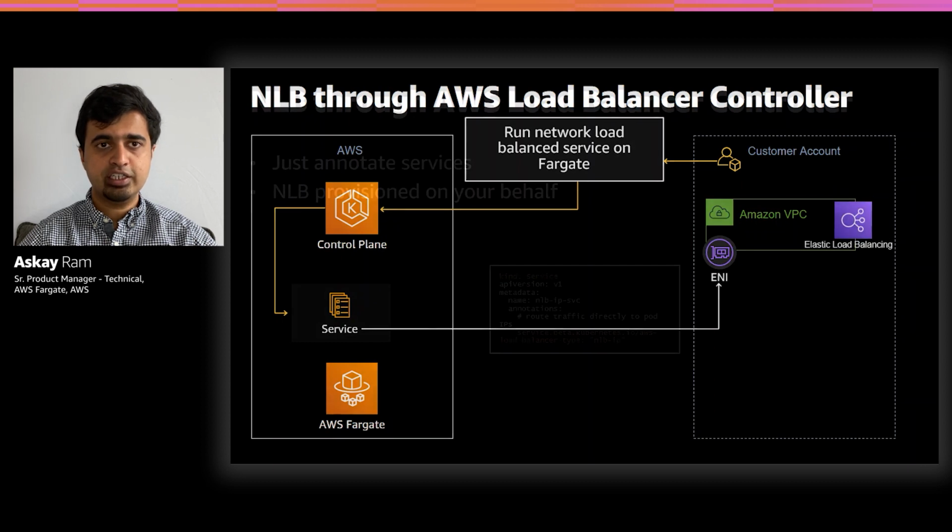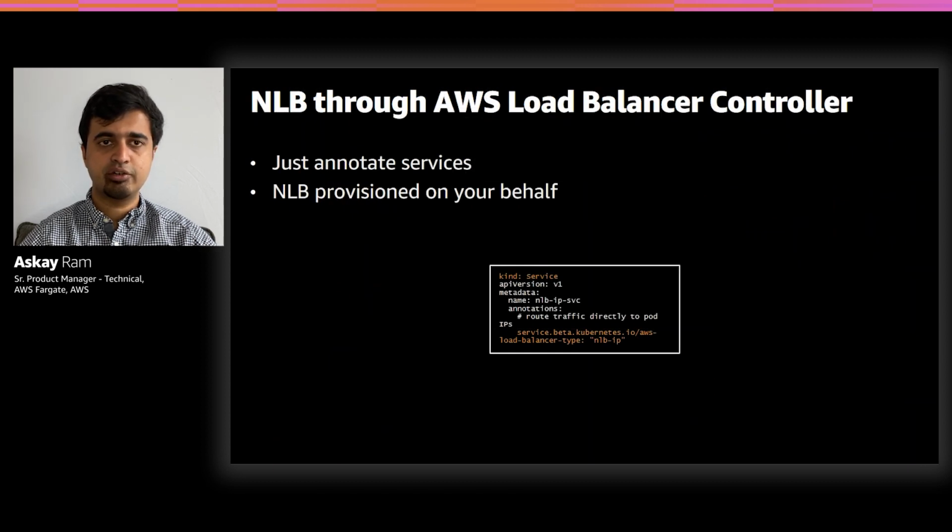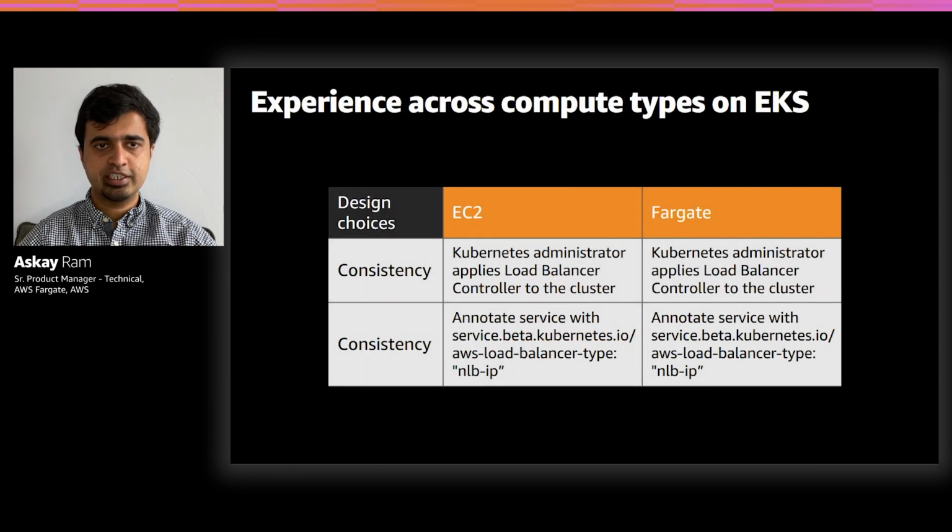This is how you configure it. Very simple. You just annotate your pods with saying, hey, I want to use NLB, a load balancer, and I want to use NLB with IP targets. And the NLB is directly provisioned on your behalf. And the experience is really simple. Tying this to your design constraints, which we laid out earlier, is you get consistency across both EC2 and Fargate. You just have to apply the AWS Load Balancer Controller. And you just have to annotate your services, and the NLB is provisioned on your behalf.